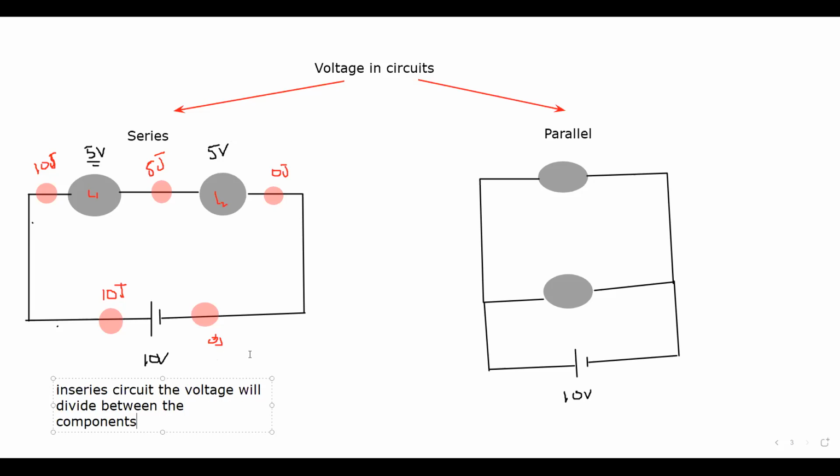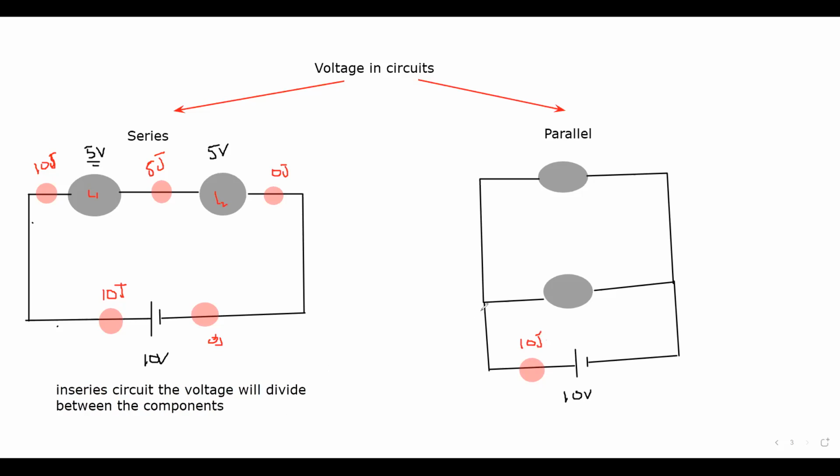So in series circuits, the voltage will divide between the components. So what is the total voltage? It will divide if we have another component. So voltage will further divide into smaller numbers. But in parallel circuit, what happened? For example, if you have a 10-volt supply, it means when there is one charge, it will carry 10 joules.